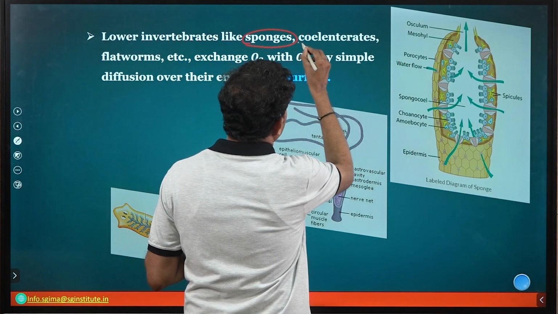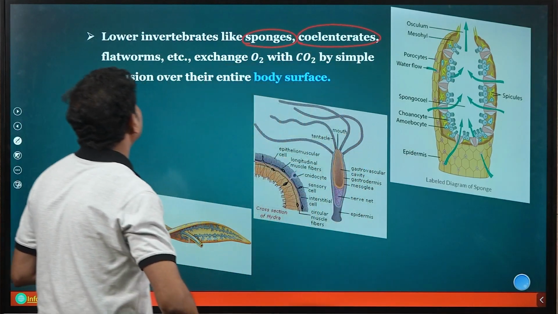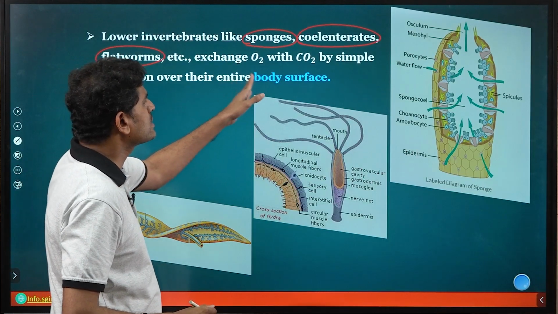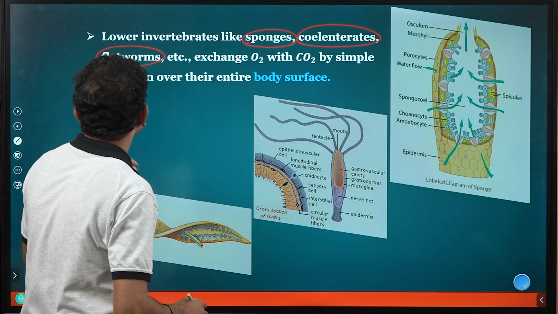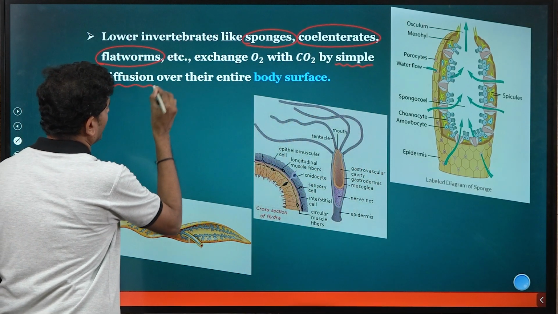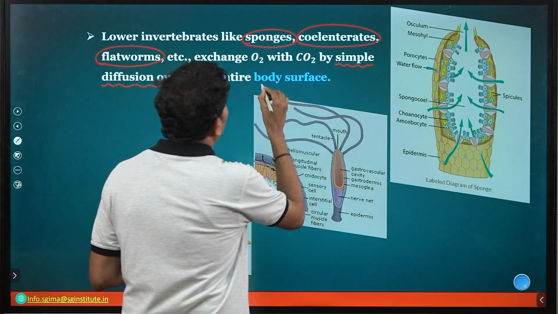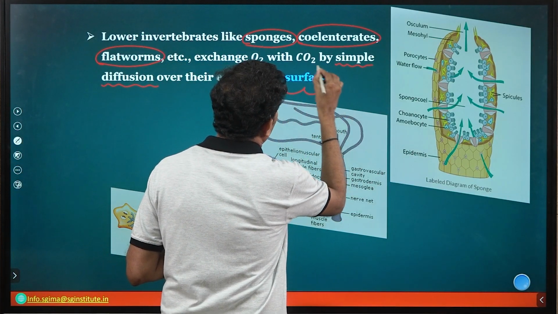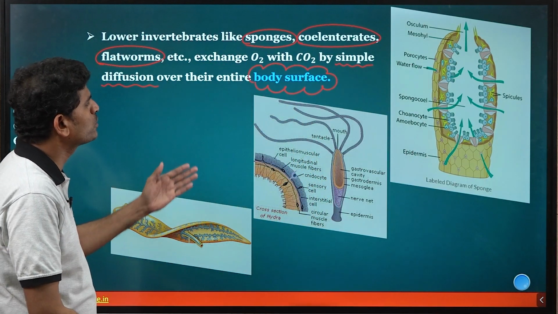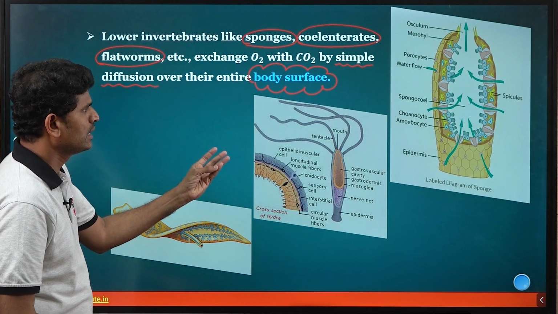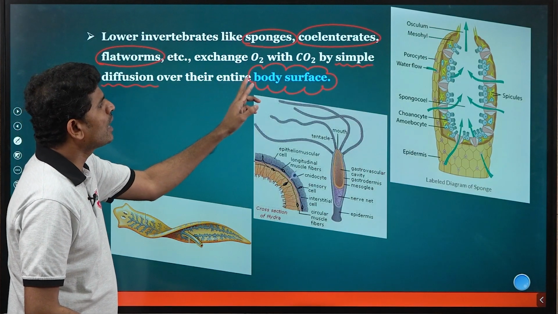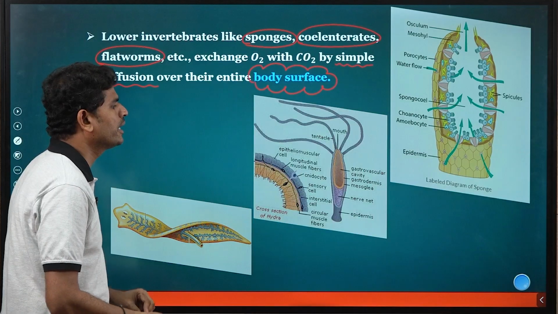And coelenterates and flatworms, etc. exchange oxygen with carbon dioxide by a simple diffusion mechanism, over their entire body surface. This is the mechanism here. So in which phyla can we observe this through the body surface? Sponges, coelenterates and flatworms, etc. They exchange oxygen with carbon dioxide by their body surface.